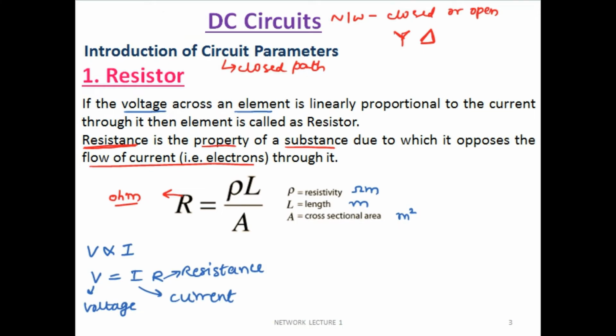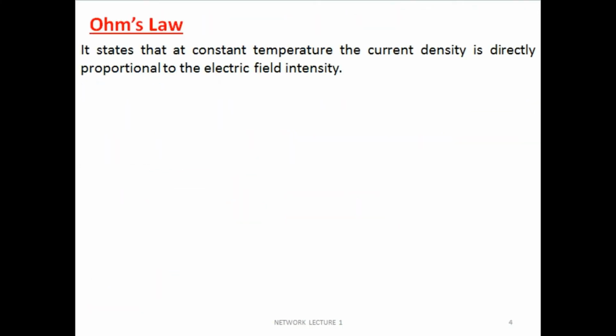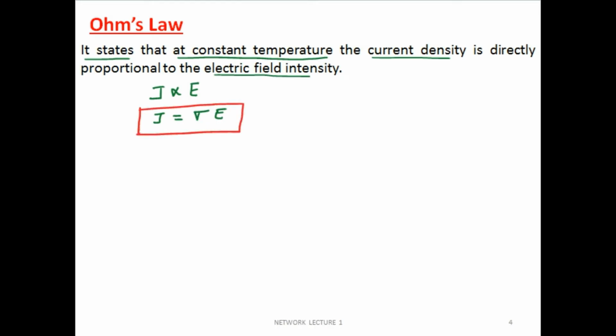Now let us see Ohm's law. The definition is: at constant temperature, and this is important, the temperature should be constant, the current density is directly proportional to the electric field intensity. Current density is denoted by J. So J is proportional to the electric field intensity. If we remove the proportionality sign, we get J equals sigma into E. This is known as the point form, the microscopic form, or the first form of Ohm's law.